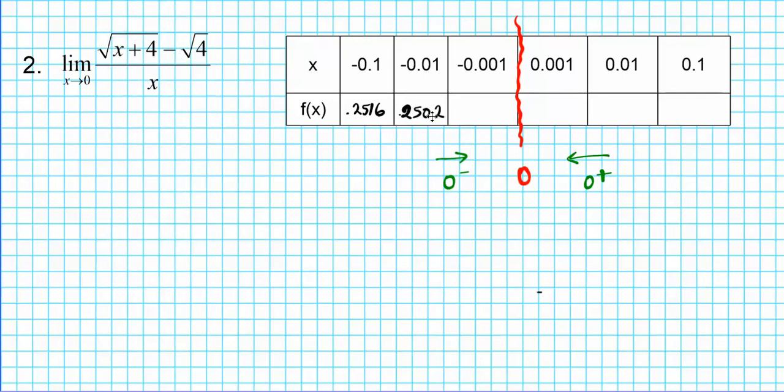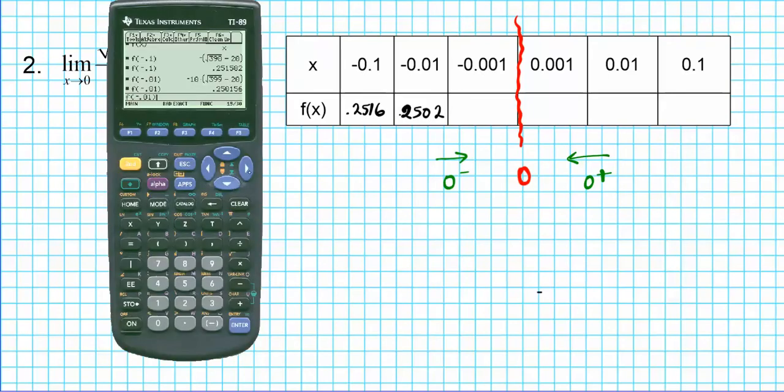So see what's happening with the numbers here? All right, let's do one more, and then we can make an informed guess as to what the function is approaching as x gets arbitrarily close to 0 from the left. Okay, so let's do that and enter. 0.25002.